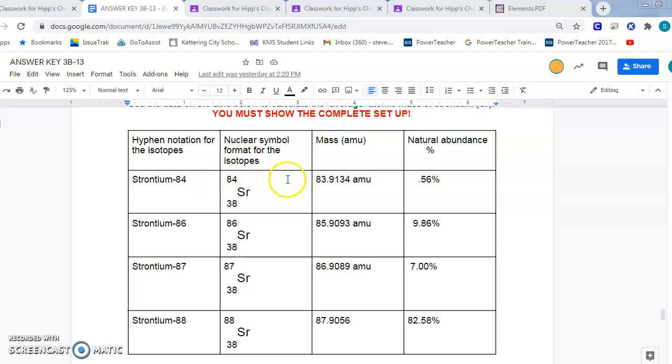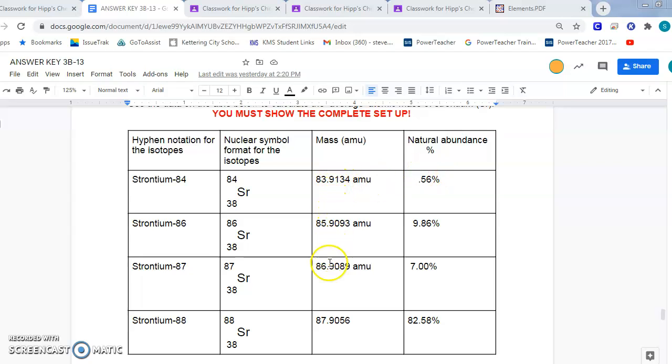Notice this is strontium 84, but the mass is less than 84. This is strontium 86. The mass is less than 86. 86.9 is less than 87. 87.9 is less than 88. Why are the masses of the actual isotope less than the mass number? It's because some of the mass from the protons and neutrons ended up contributing towards the energy, the binding energy, holding the nucleus together. That's called mass defect.